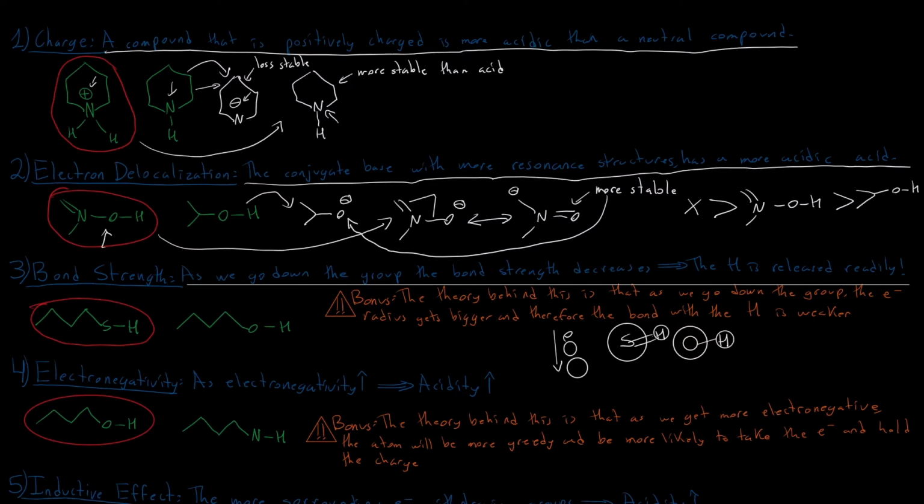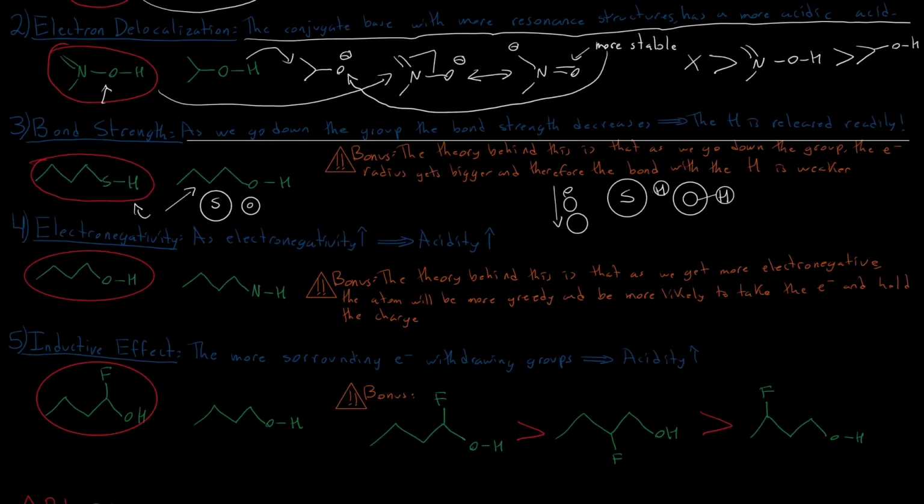weaker. This means that when the bond strength decreases or the electron radius increases down a group, the hydrogen will be more likely to be released and the bond strength will be weaker, therefore it will be broken easily. So we can see here that this means that this compound is more acidic than this one because the sulfur has a larger electron radius than oxygen.